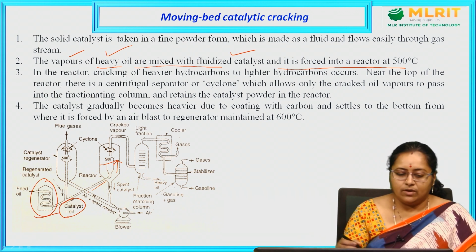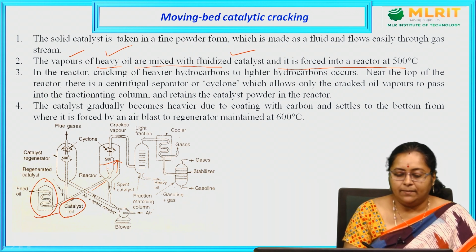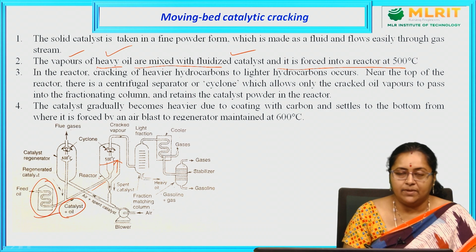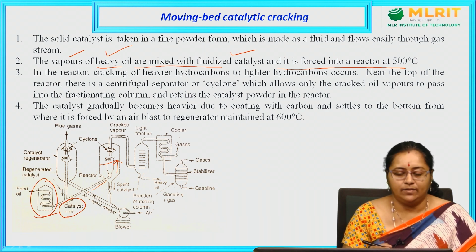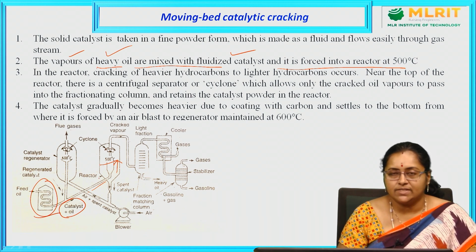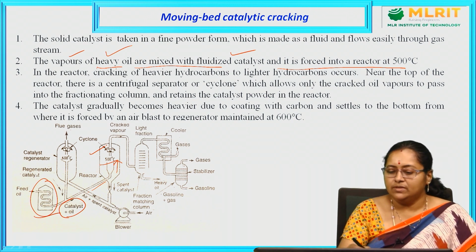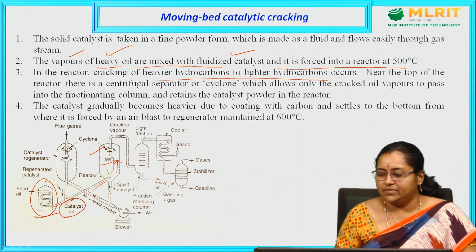After that, in the reactor, as we know, this is an example of a cracking process. We use a catalyst made in the form of a fluid, and the raw material, the vapors of heavy oil, mixed well, is sent into this reactor maintained at 500 degrees centigrade. Then cracking takes place, that means decomposition takes place. We can expect heavier hydrocarbons decomposing to lighter hydrocarbons.